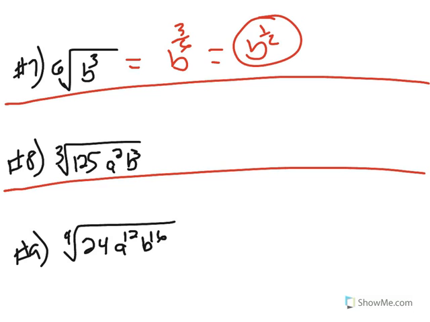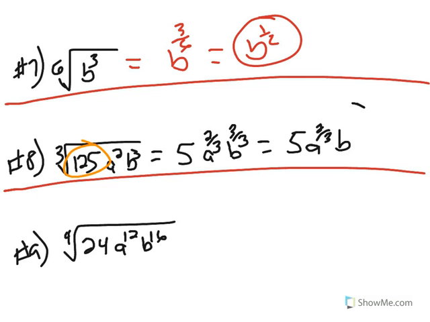Number 8, supposed to express this using rational exponents. If you have a number like the 125, first see if you know what the cubed root of 125 is. 5 times 5 is 25, times 5 more, that's 125. So the cubed root of 125 is 5. Take the a and write the previous exponent as the numerator in your exponent and the root as your denominator. And then b to the 3/3. 3/3 reduces because 3 divided by 3 is 1. So we get this.